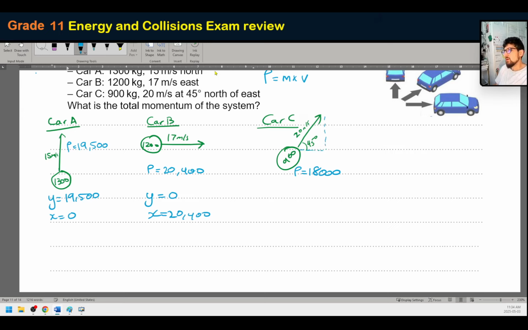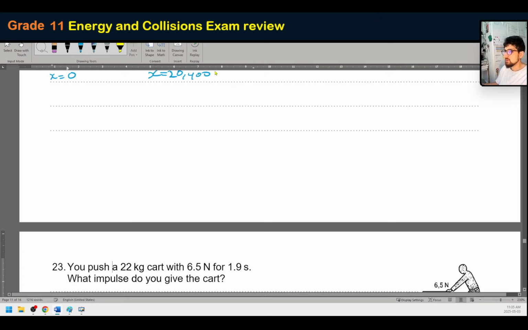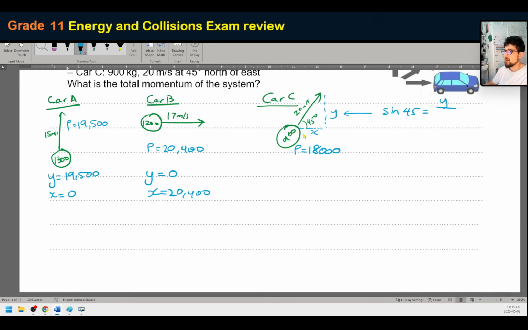We've got the angle. So if I need to work out the y and the x, what I need to do is work out the opposite and the adjacent. So one way of working out the y is by going sine 45 is going to equal the opposite, which is y, all over the hypotenuse, which is 18,000. And so therefore y is equivalent to 12,727.9 kilograms meters per second.